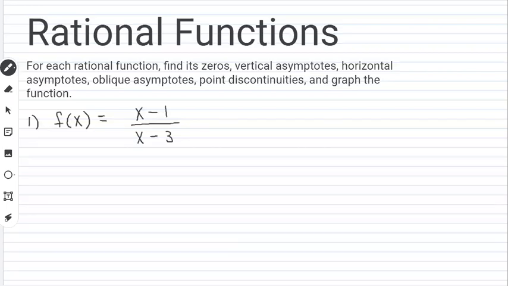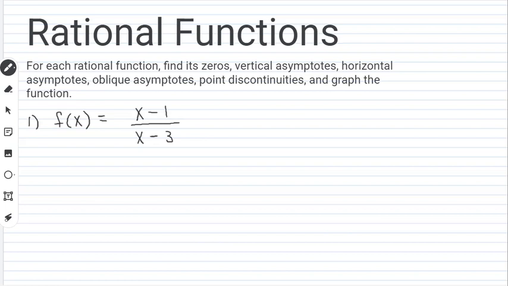Hey everybody, this is just going to be a short video on rational functions. For each rational function that we have, we're going to find its zeros, its vertical asymptotes, horizontal asymptotes, oblique asymptotes, point discontinuities, and finally we're going to graph the function and see what it looks like.